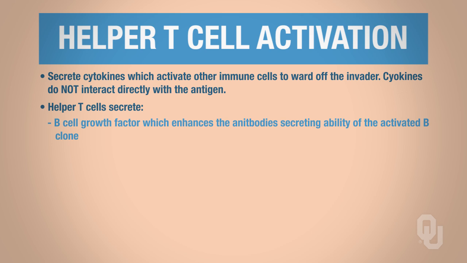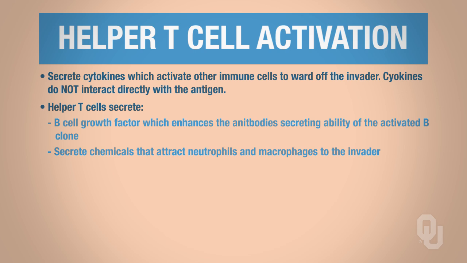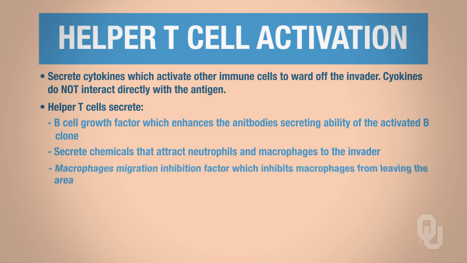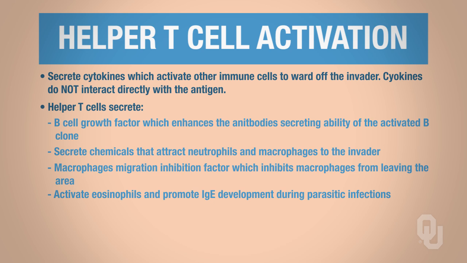These helper T cells can also secrete chemicals that attract neutrophils and macrophages. Remember, neutrophils and macrophages are very important phagocytic cells. They can also enhance macrophage migration, so you need to have macrophages in the right area if they're going to be engulfing invaders. Helper T cells can also activate eosinophils and promote IgE development when you have a parasitic infection, for example a roundworm or maybe a tapeworm infection.